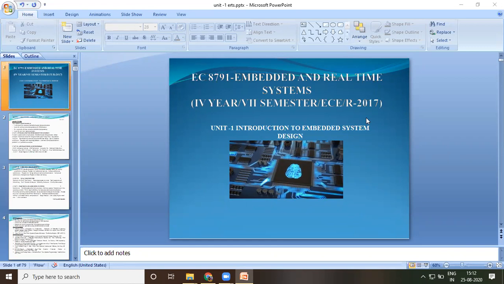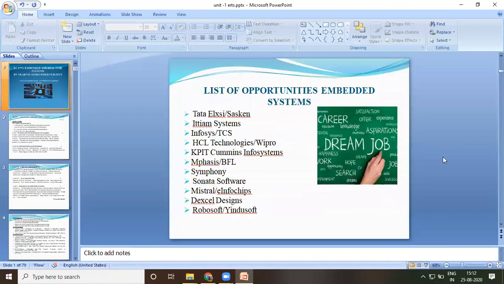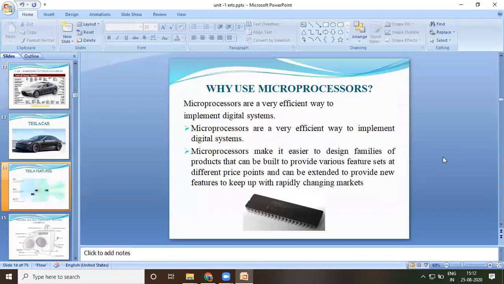So in the previous slide we have seen the various concepts of embedded system design, the classifications of embedded system performance, and examples of embedded systems. We saw this in the last class. In this slide, we are going to see what is meant by a microprocessor and what the design methodology for embedded system design is.